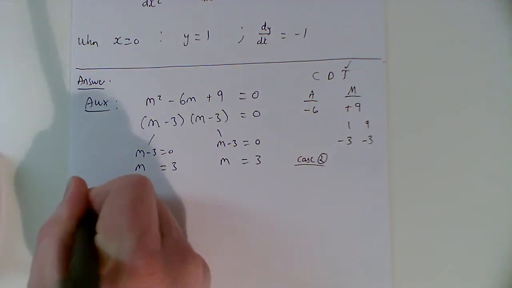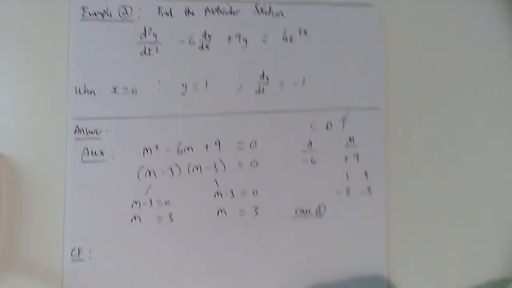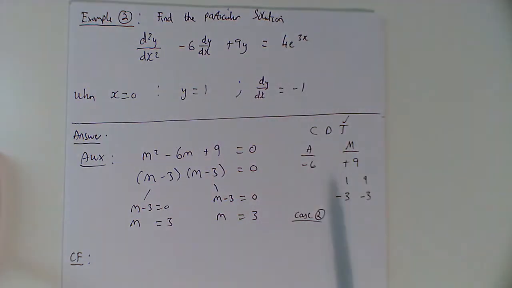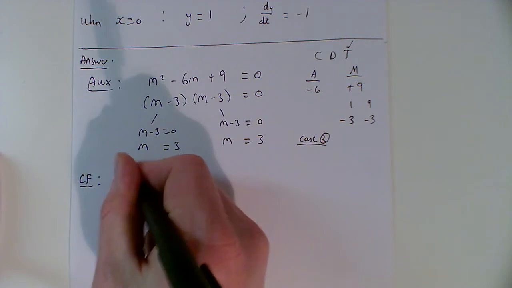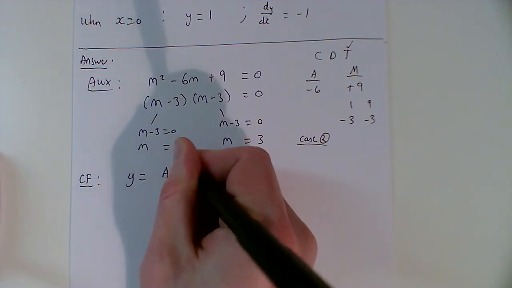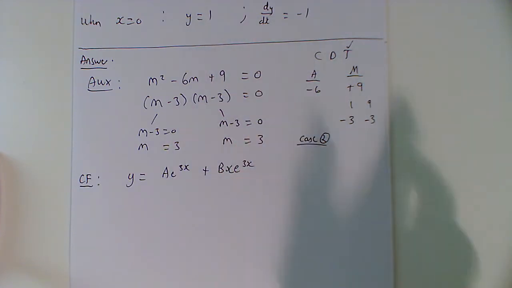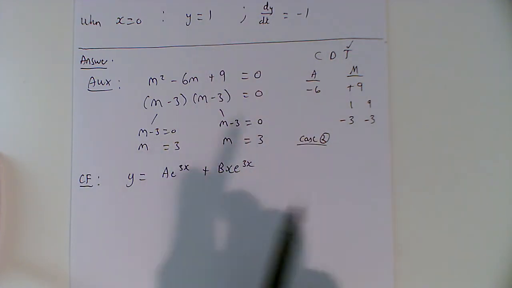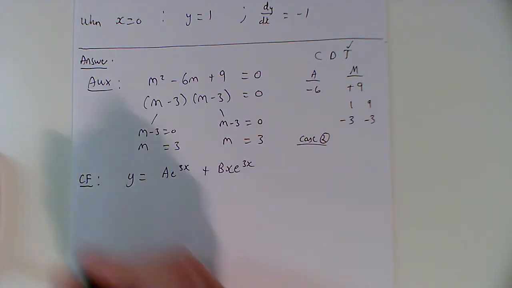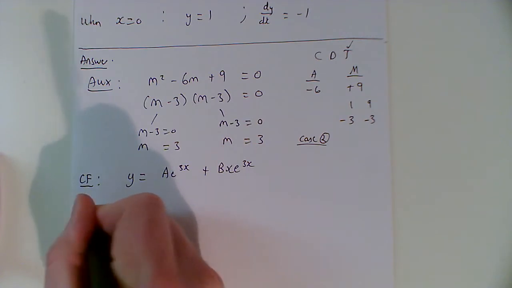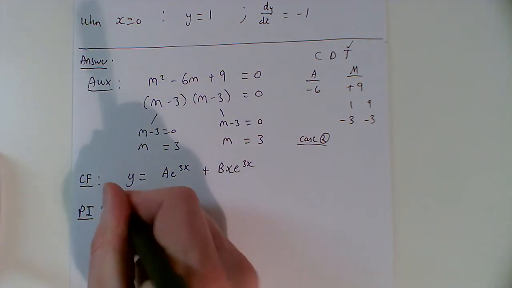So that means our complementary function, because remember we call it a complementary function because the differential equation is non-homogenous, is y equals ae to the power of 3x plus bxe to the power of 3x. Because remember, when the roots are the same, we have to throw in that extra x term into our complementary function. So next we need to look at our particular integral, which means we need to find our trial function.